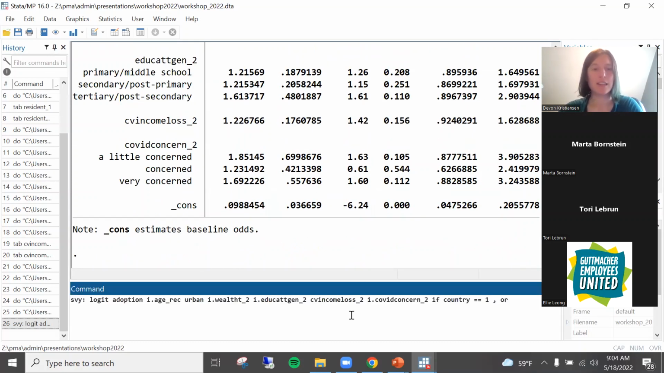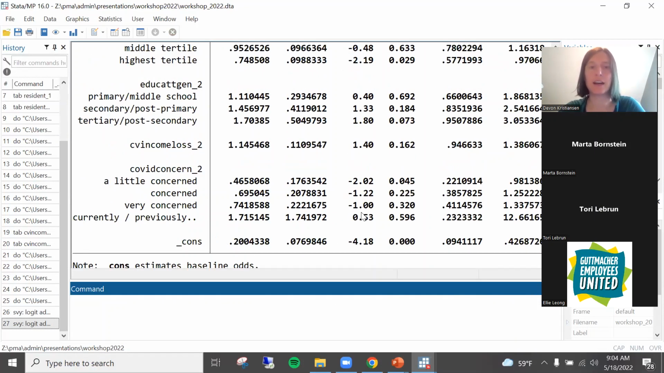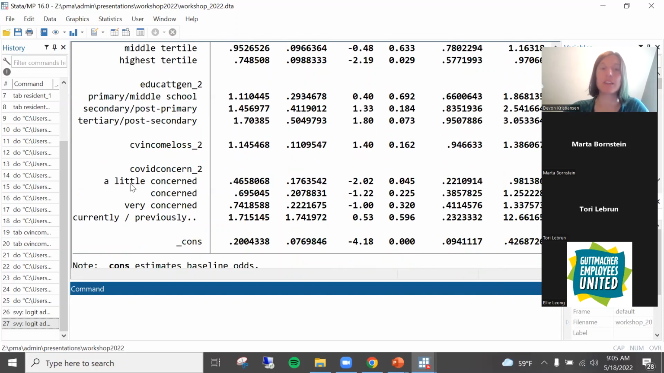Okay. And then next I want to take a look at Kenya. So I'm going to switch to restricting to country 7. So this is Kenya. And again, I'll not interpret the control variables, but for Kenya, and this is consistent with the CARP paper that we're loosely basing this on, even though we're observing the same woman even months later, there still seems to be an effect of how concerned she is about contracting COVID. The reference category here is not concerned at all.